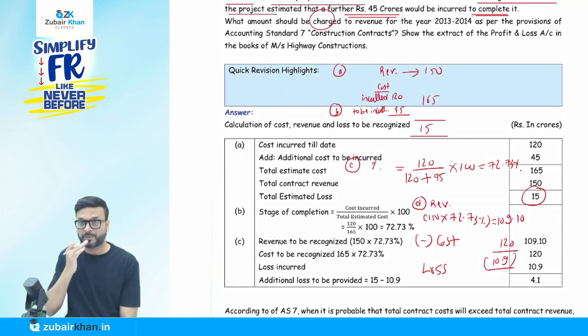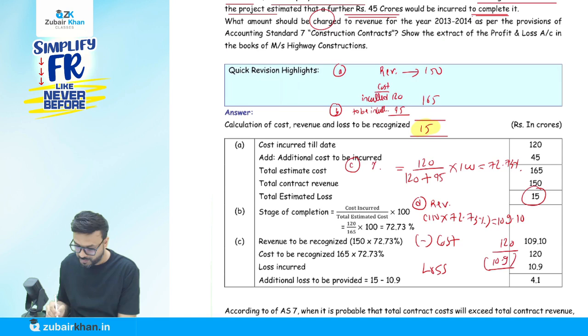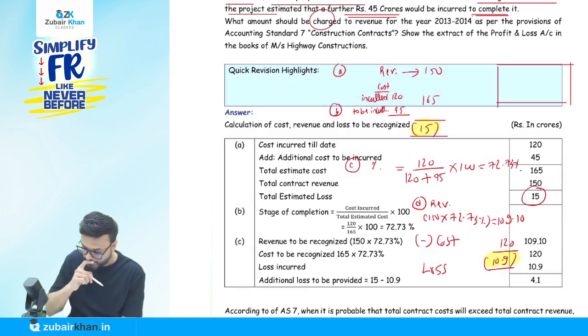But the total expected loss is how much here? 15. This is a loss for the one year. So for the remaining amount, we have to create a provision. Suppose they ask me to prepare the P&L account, how will I prepare it? I will write it down.